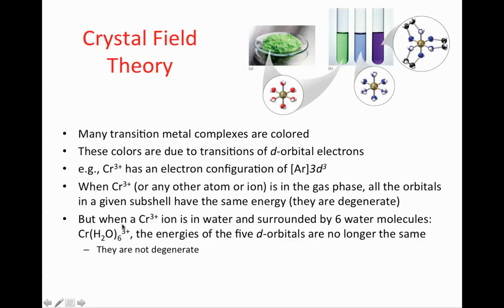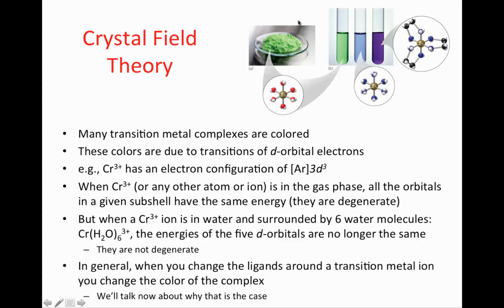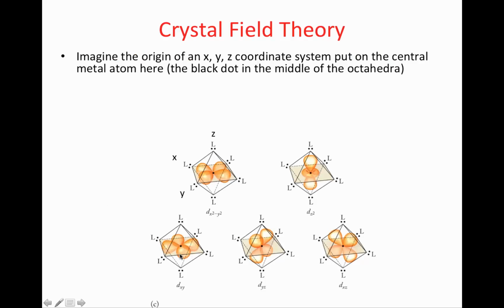But when I surround this ion right here by ligands, so now I have an octahedral complex, the energies of the orbitals are no longer the same. And this is what brings about these colors. And again, we'll see in more detail why that's the case. And once again, in general, when you change the ligands around a transition metal ion, you change the color of the complex. So let's go through this theory a little bit.